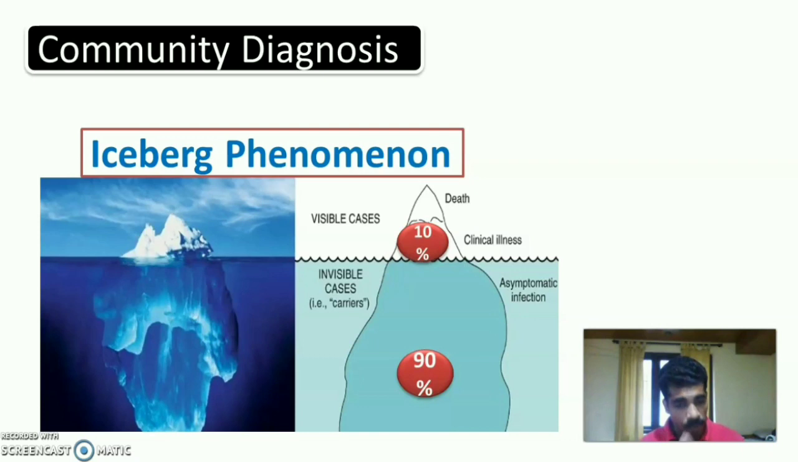90% of the problems or cases could be invisible, only 10% hardly visible during the community diagnosis. So the majority, that is 90%, could not be visible during community diagnosis. This phenomenon is called iceberg phenomenon.